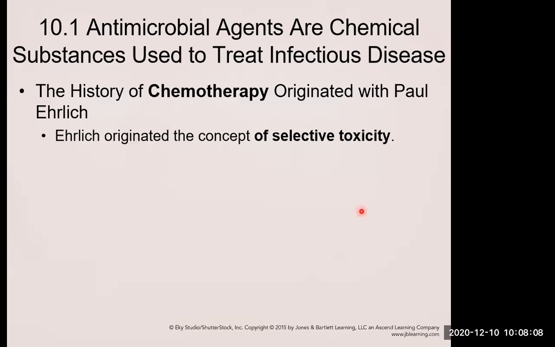So he developed the concept of selective toxicity, which means that a chemical can target a certain infectious agent better than others. He found this because some dyes could stain certain bacteria, but they wouldn't stain others. So he's like, okay, if a stain is specific, maybe it can kill them specifically as well.